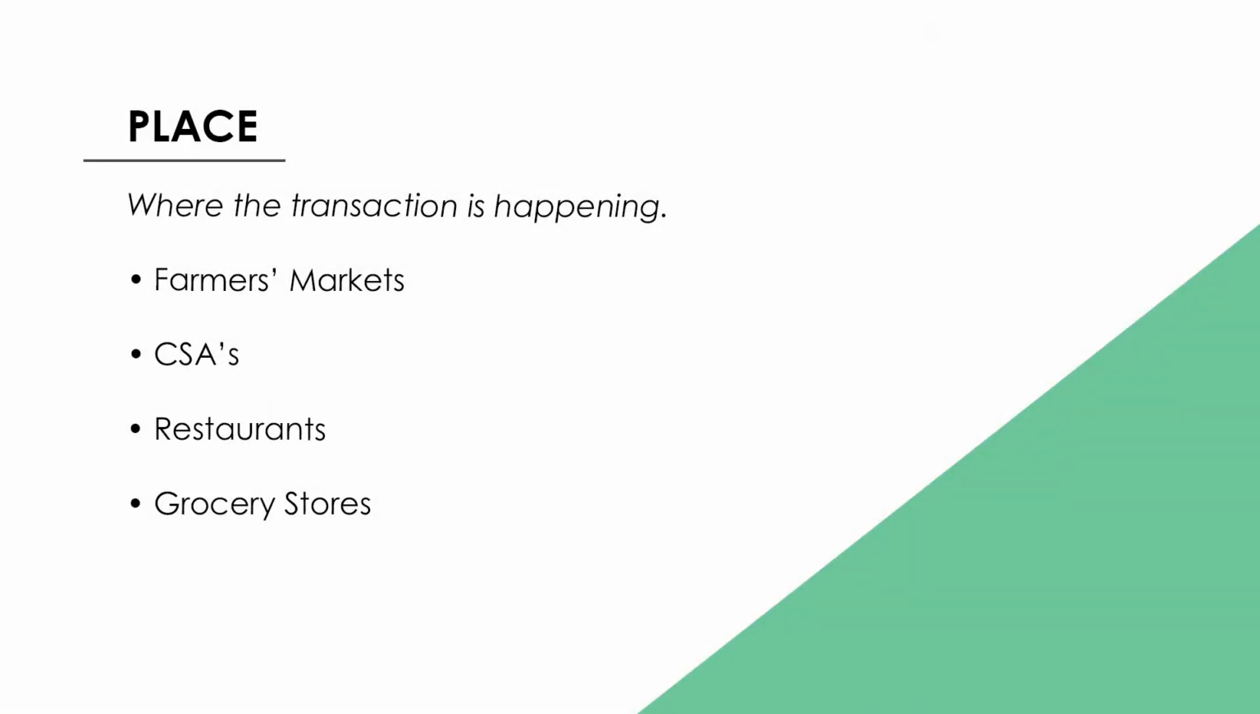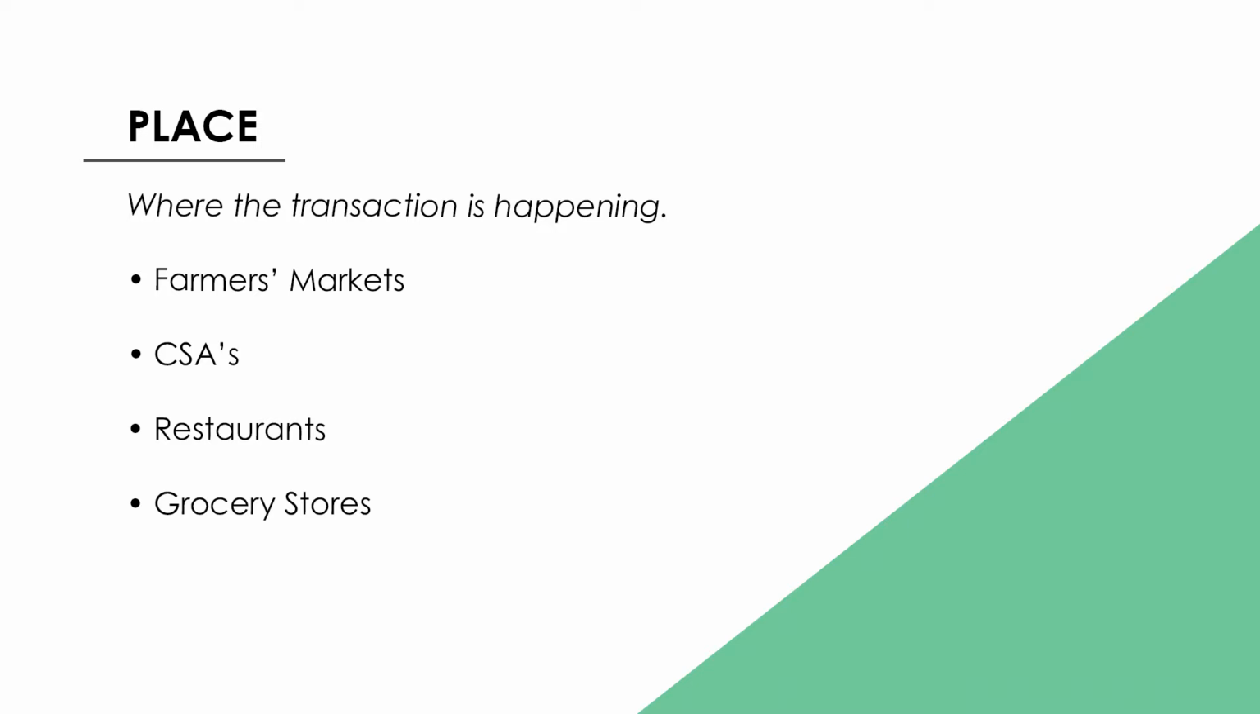So this is where the transaction is happening, whether it's in a restaurant, farmer's market, CSA, grocery store. Where is that product getting sold? So you want to have the right product at the right place, at the right time, at the right price. And a couple trade-offs you should keep in mind.